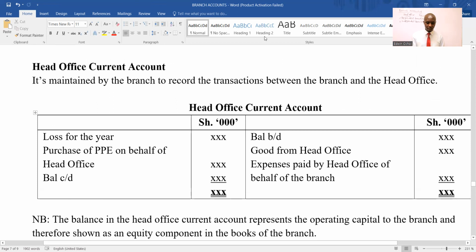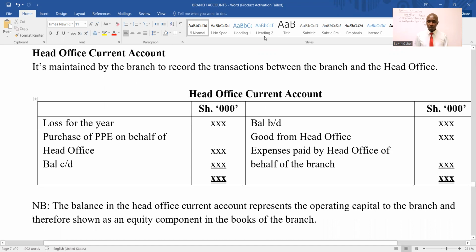What about the head office current account? The head office current account will be maintained by the branch. You have seen some items to be recorded on the debit and others on the credit, but again, we'll do an illustration. So how do you record the balance from the head office current account in the books?